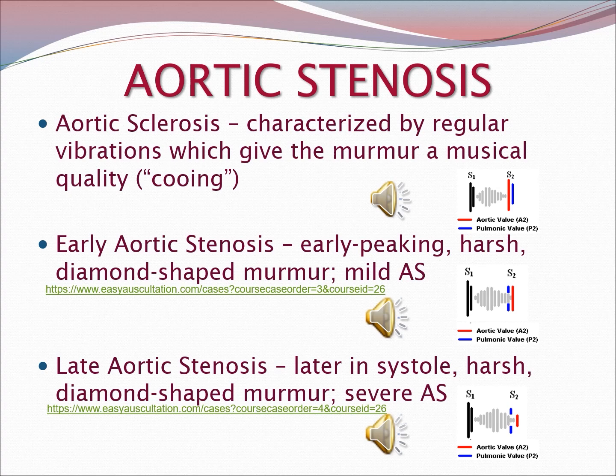Notice that the murmur is in early systole with a harsh quality and a crescendo-decrescendo shape. Because it is an early peaking, it would suggest an earlier stage of aortic stenosis rather than a late peaking murmur, and it can be accompanied by an ejection click.